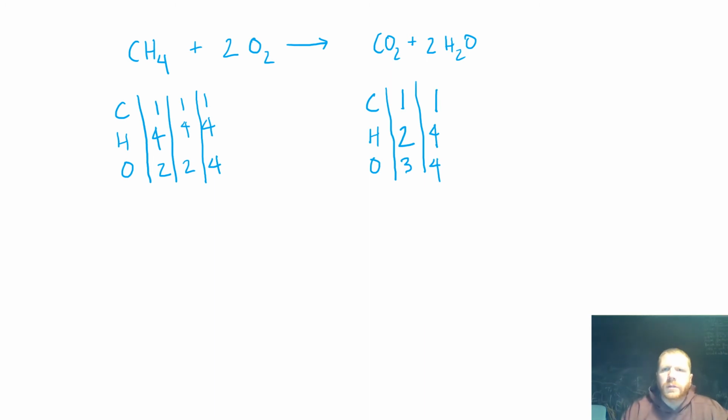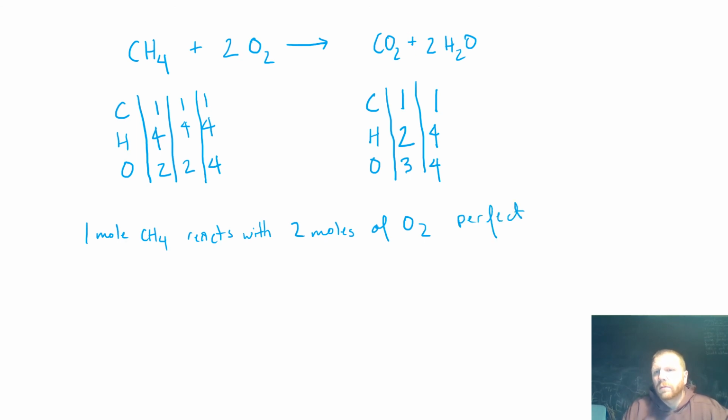So what this tells us is that 1 molecule of CH4 will react with 2 molecules of O2 to produce 1 molecule of CO2 and 2 molecules of H2O. You could also look at this as 1 mole CH4 reacts with 2 moles of O2. And I'm just going to go ahead and write perfectly. So that's a perfect minimum ratio.